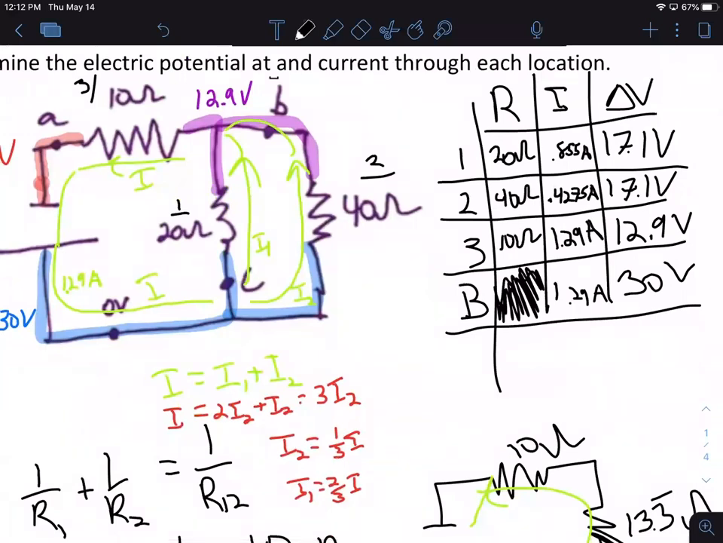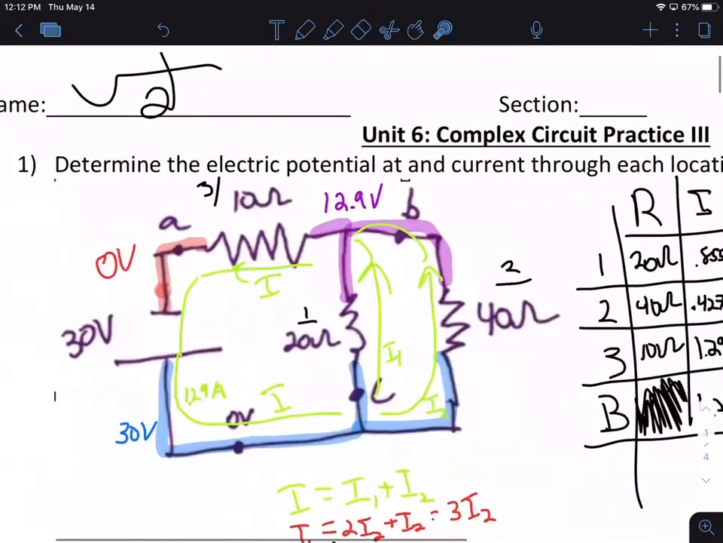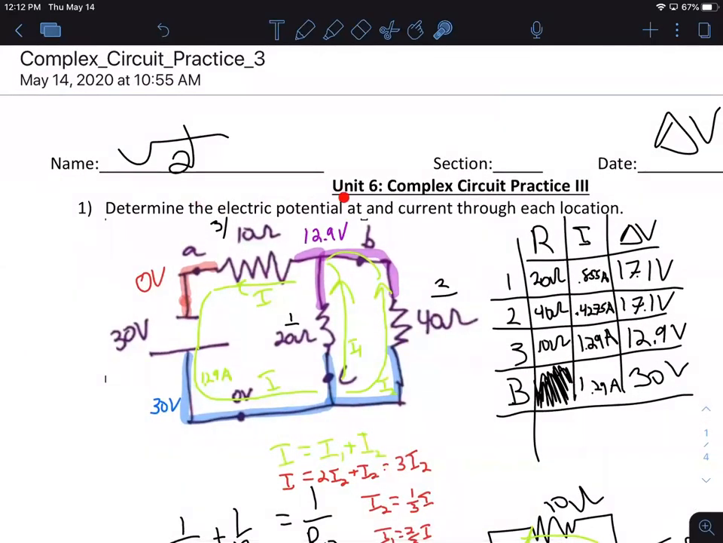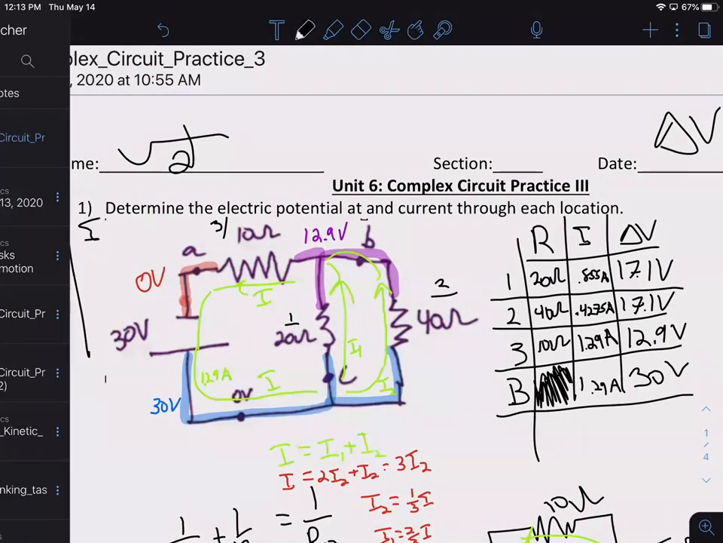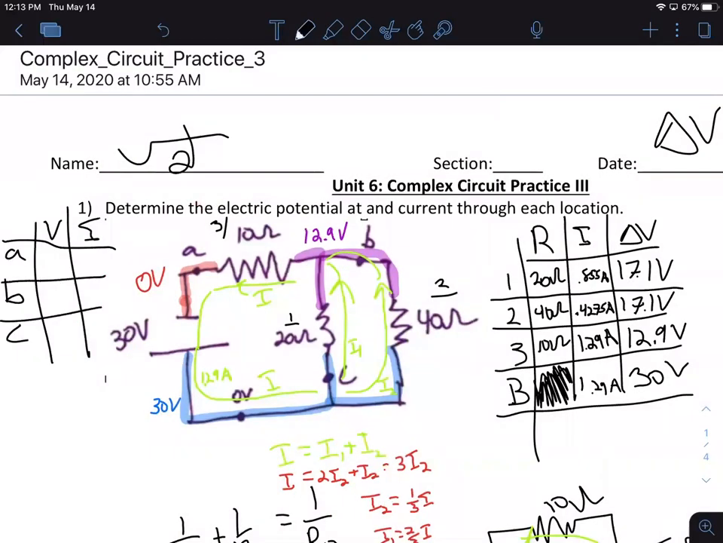All that remains, I guess, now that we finished the table, so we know everything there is to know about this circuit, is to answer the actual question: determine the electric potential at and the current through each location. Location A, B, and C, the potential and the current. A, 0 volts. I'm just reading my picture now. C is in the blue, 30 volts. B is in the purple, 12.9.